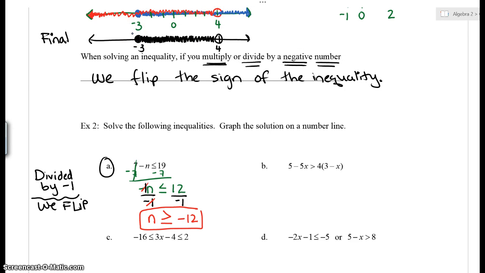Please don't forget. All right, so we have 5 minus 5x is greater than. We're going to go ahead and distribute this 4 to both 3 and the negative x. So we have 4 times 3 is 12. 4 times negative x is negative 4x. And then what we have is just regular solving. I'm going to add the 5x to the other side, so let's add 5x.